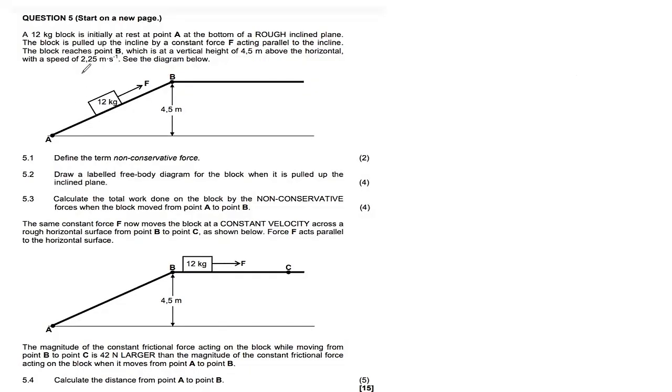Okay, so we have question 5. It says a 12 kg block is initially at rest at point A at the bottom of a rough incline plane. The block is pulled up the incline by a constant force F acting parallel to the incline. The block reaches point B, which is a vertical height of 4.5 meters above the horizontal, with a speed of 2.25 meters per second. Then 5.1 says define the term non-conservative force.